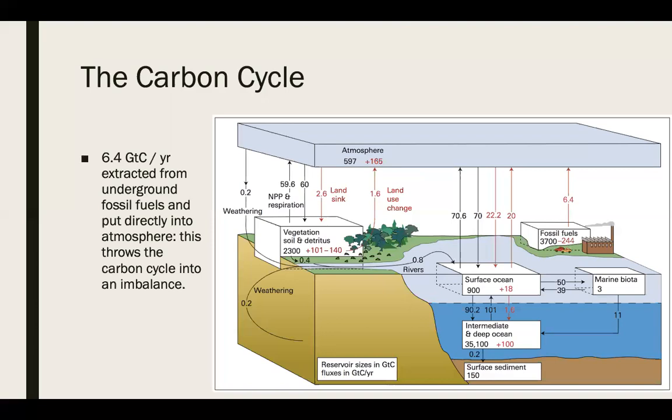So both the land and the ocean combined are taking up, if I add these two numbers up, about 3.2, a little bit more than that. Let's say 3.2 gigatons of carbon every year away from what we're emitting.